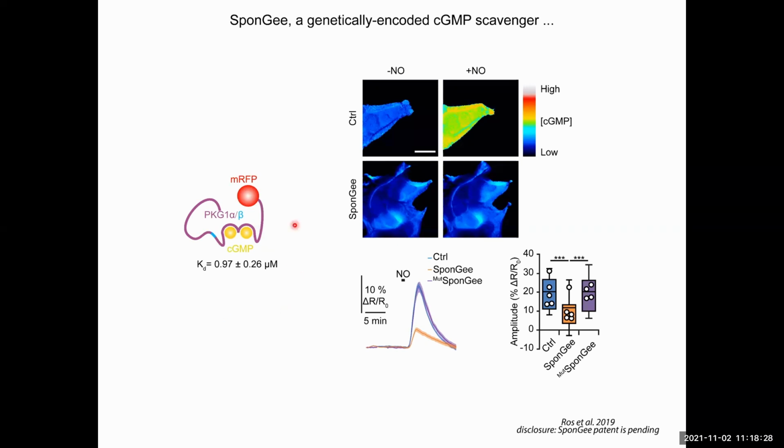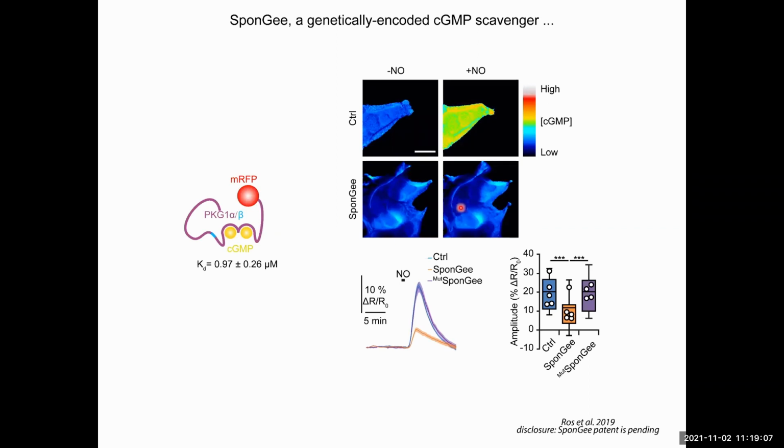And we co-express SPONGI with a biosensor enabling us to monitor cyclic GMP concentration. The cyclic GMP concentration here is color-coded from blue, low cyclic GMP concentration, to yellow-red, higher cyclic GMP concentration. When we add nitric oxide onto cells that express only the biosensor, the cells switch from blue to this greenish, yellowish, reddish color, highlighting a higher concentration of cyclic GMP.